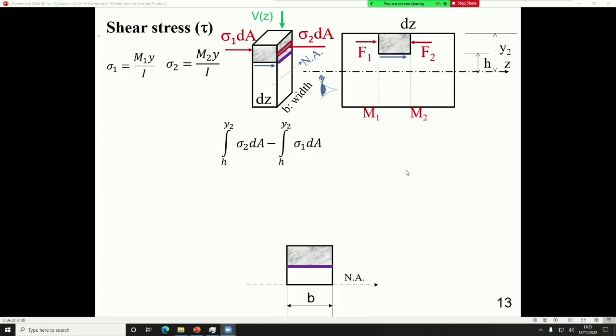Yes, please. With what reference point is the moment taken from? This is not a moment. No, but the M1 and M2.